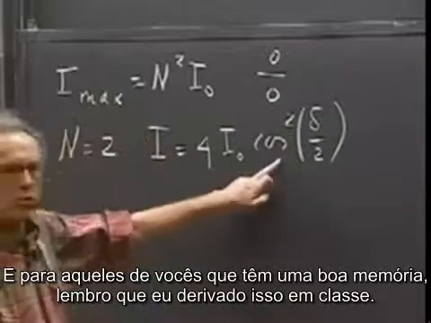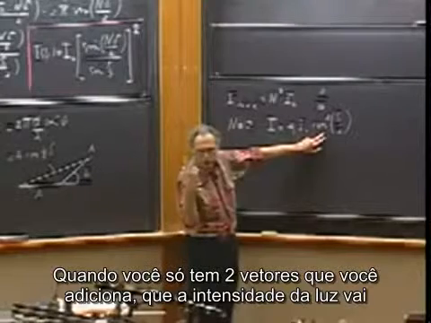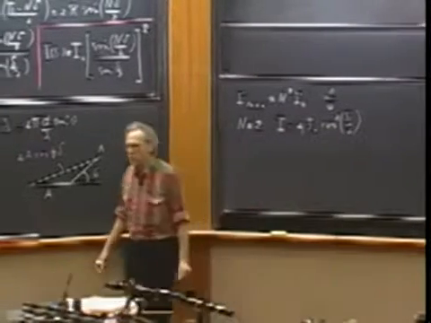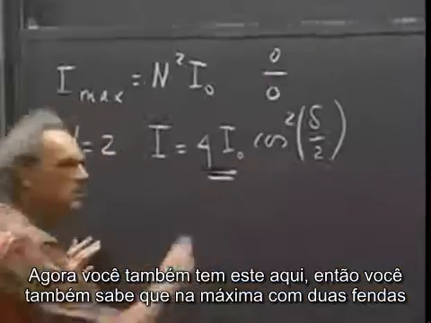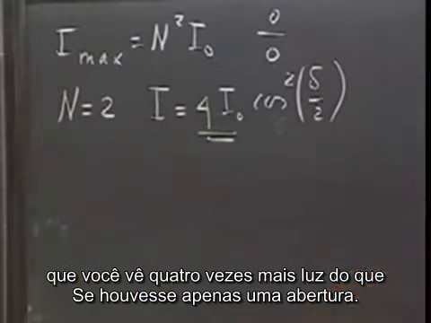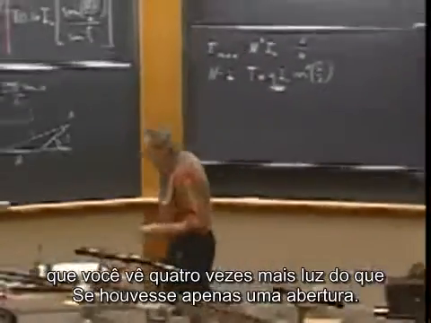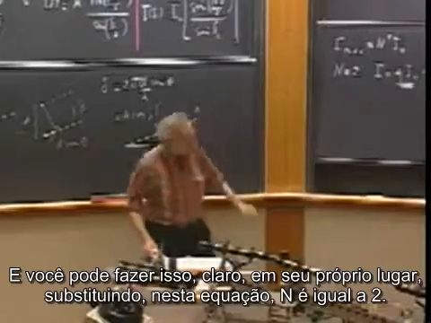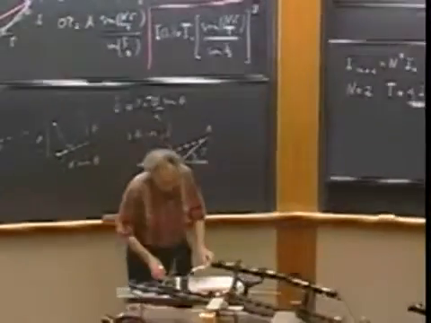And for those of you who have a good memory, remember that I derived this in class. When you only have two vectors that you add, the light intensity goes with the cosine square of delta over 2. Now you also have this here, so you also know that at the maxima, with two slits, you see 4 times more light than if there were only one opening. And you can do this, of course, on your own by substituting in this equation n equals 2.